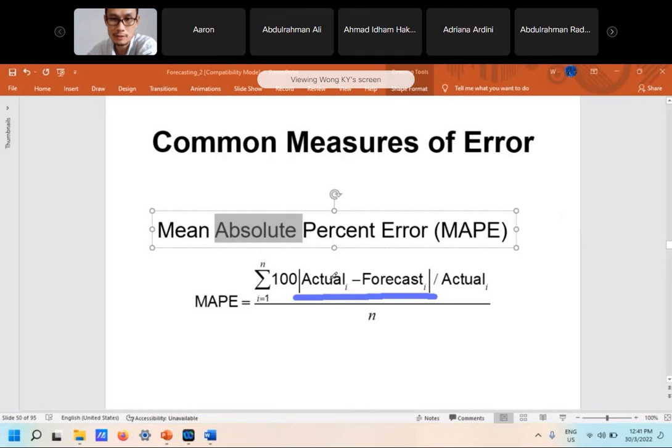Error is calculated as actual minus forecast. We take the absolute value, so absolute error. But it wants to be in percentage. How to turn it into percentage? You have to divide back with actual, and then times 100. That will turn it into percentage. Right? And then further you have to take the mean. So it means to total up everything, divide by n.